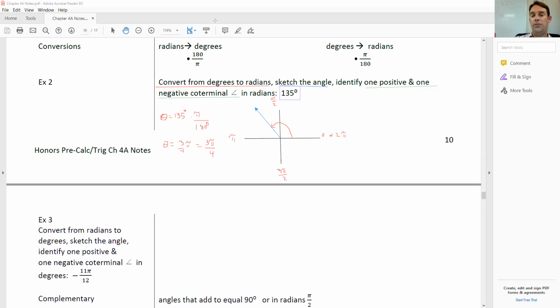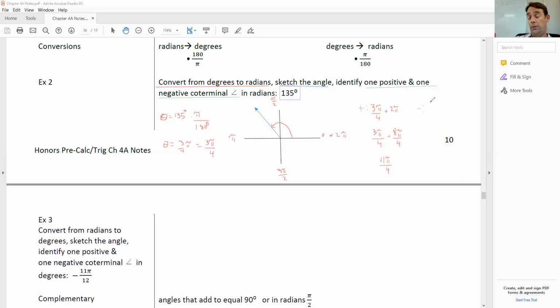Now we wanted to find a positive and negative coterminal angle to 3 pi over 4. If we're going to do coterminal angles, that means we are going to add and subtract 2 pi. I'm going to keep adding 2 pi until I get a positive angle, to get a positive coterminal angle. I'm going to keep subtracting 2 pi until I get a negative coterminal angle. So 3 pi over 4. Got to get a common denominator, so that means 2 pi will be 8 pi over 4. So a positive coterminal angle to 3 pi over 4 is 11 pi over 4.